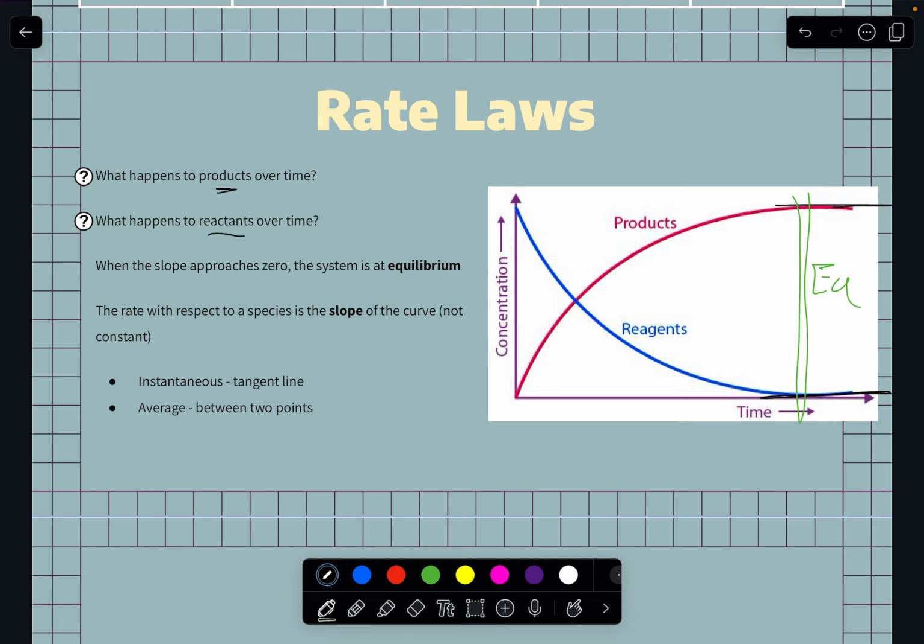Okay. And so when we're talking about rates, the slope of the curve is the rate. We can either have an instantaneous or an average. You won't have to calculate the slopes really for AP chemistry, so we're not going to worry too much about that.